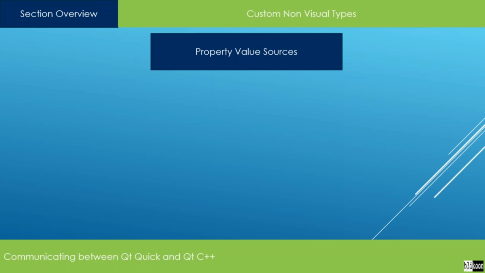This is a very interesting chapter, and it's going to add a lot to what you saw in the first chapter of the course. In the next lecture, we're going to create our own C++ class and instantiate it in QML. I'll see you in the next lecture.